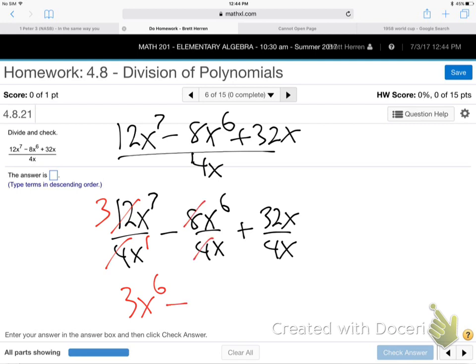Minus, and then 4 goes into 8 2 times. Subtract the power. 6 minus 1 is 5. And then 4 goes into 32 8 times.